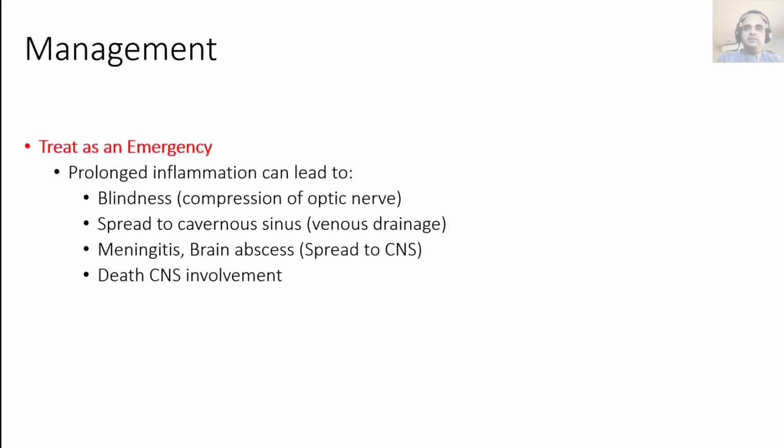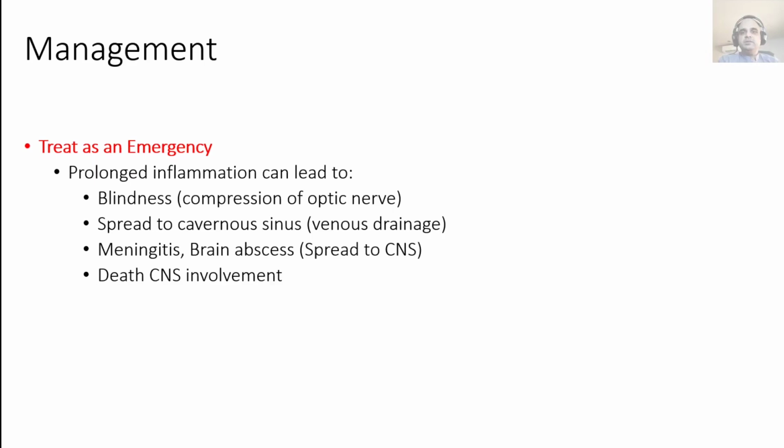When it comes to management, this condition is treated as an emergency, and you need to demonstrate the urgency that's required and demanded by this condition. Because if you don't, you can have sight loss as well as life loss. You can have sight loss because of optic nerve compression. You can have the infection spread to cavernous sinus thrombosis, which can lead to other CNS complications, including meningitis, brain abscesses, and eventually death of your patient.